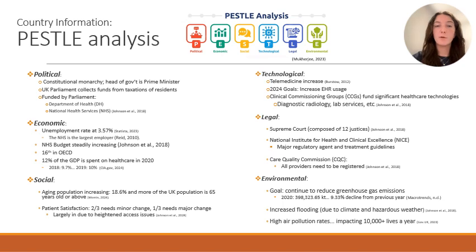Two major bodies that Parliament funds are the Department of Health, which displays the government's control in healthcare, as well as the National Health Service, which encompasses the public healthcare system.